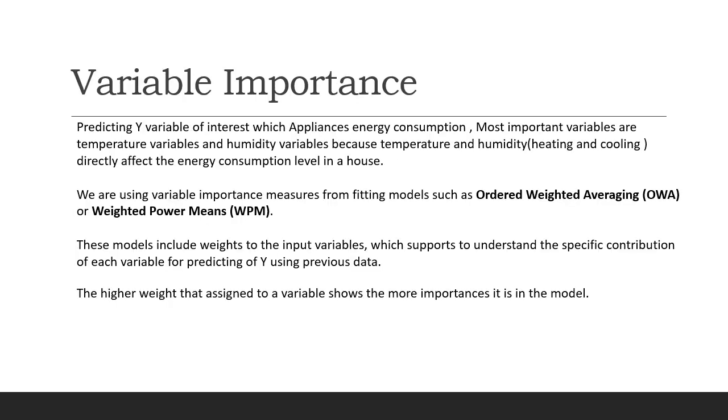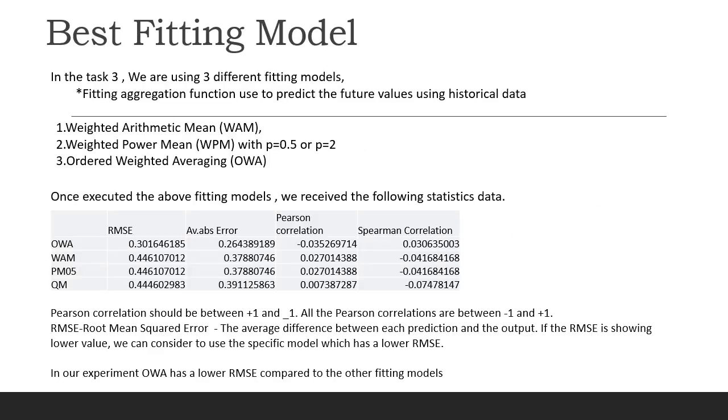In this slide, we are talking about the importance of variables. When predicting the y variable of interest, the most important variables are the temperature variable and humidity variable, because temperature and humidity directly affect the energy consumption level in a house. In this assignment, we use ordered weighted averaging OWA and WPM as the fitting models. These models include weight parameters, which help to understand the specific contribution of each variable for predicting y using previous data. In task 3, we use 3 different fitting models, OWA, WPM, and WAM.